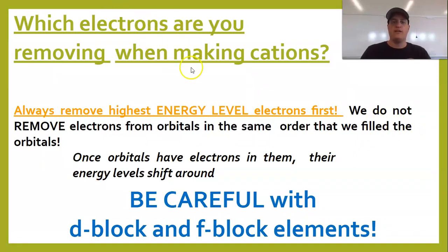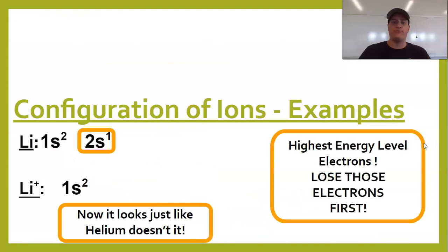Now, which ones are you removing? You're always removing highest energy level electrons first. Those are the energy levels, the numbers in front, the coefficients of our electron configurations. We don't remove electrons from the orbitals in the same order that we fill them in, so be careful with that. Once orbitals have electrons in them, their energy levels shift around. So really highlight D and F block elements as ones you want to keep an eye out for.